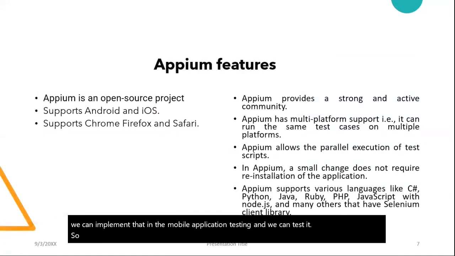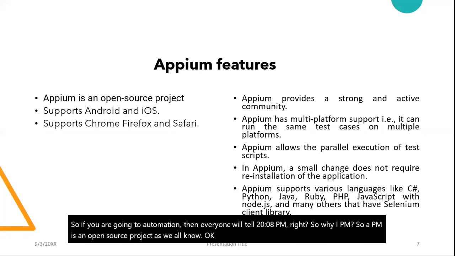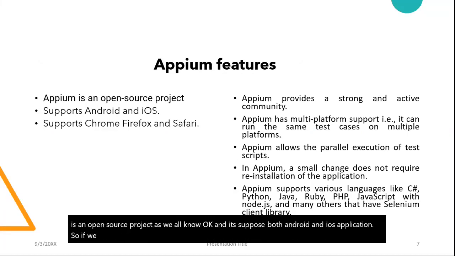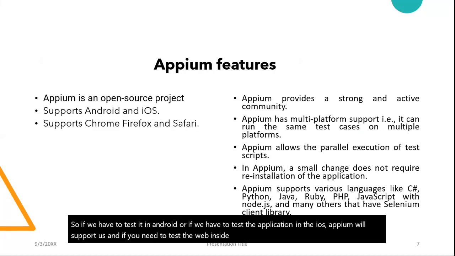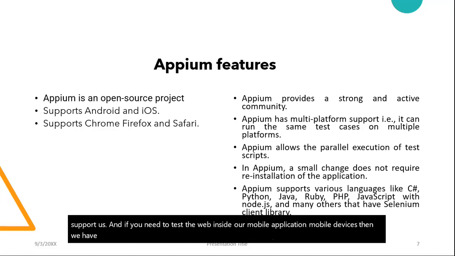So if we are going to automation, then everyone will tell only Appium, right? So why Appium? Appium is an open source project, as we all know, and it supports both Android and iOS applications. So if we have to test the application on Android or on iOS, Appium will support us. And if we need to test the web inside our mobile devices, Appium will support Chrome, Firefox, and Safari as well.